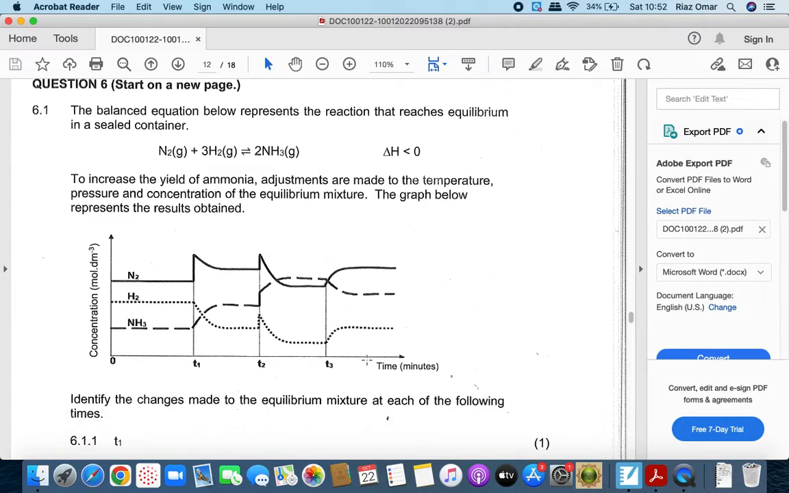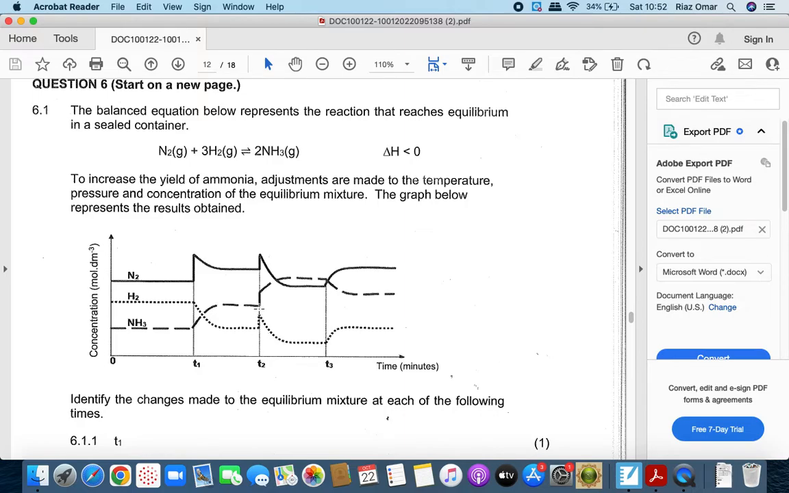So here's a graph, concentration versus time, and we see we've got the three reactants and products. We've got nitrogen, hydrogen and ammonia. So from 0 to T1, what can we see is that they're all in a straight line, so they're at equilibrium. However, at T1, we see there's something that happened. We see that N1 jumped extra. There's an extra jump to N1. And N2 and N3 bent in a certain way.